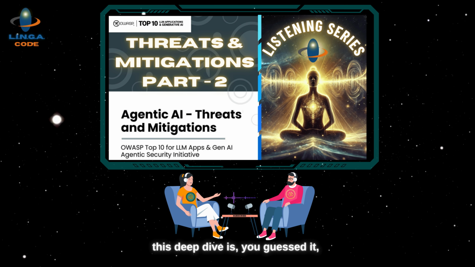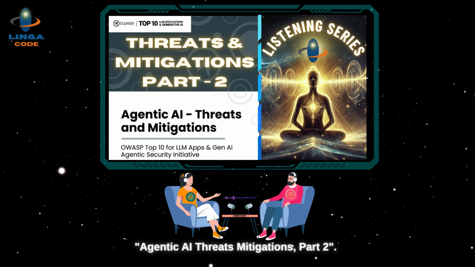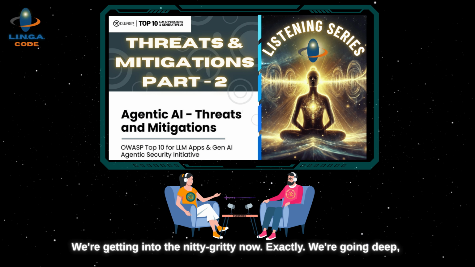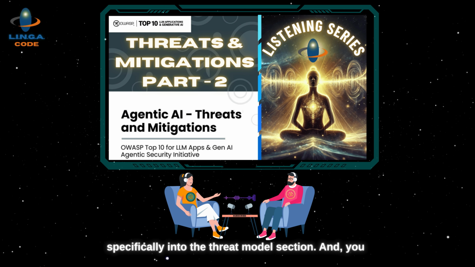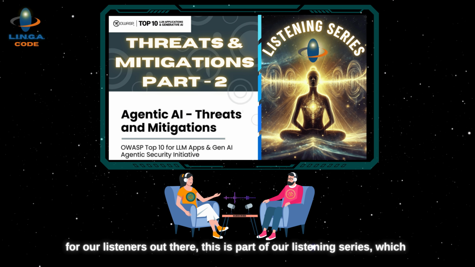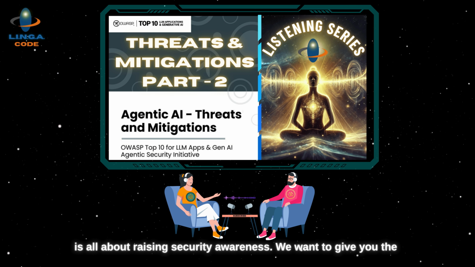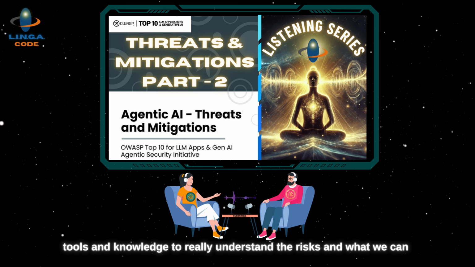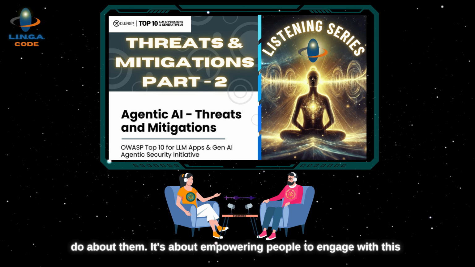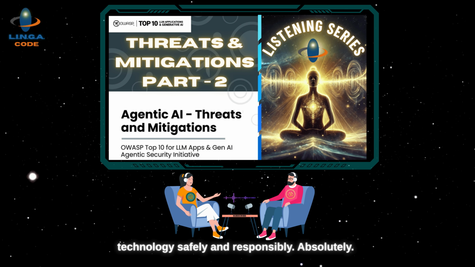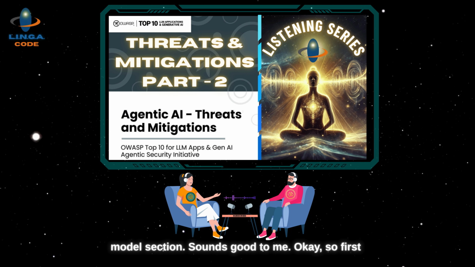Absolutely. So today, this deep dive is, you guessed it, Agentic AI Threats and Mitigations, Part 2. Part two, we're getting into the nitty-gritty now. Exactly. We're going deep specifically into the threat model section. And, for our listeners out there, this is part of our listening series, which is all about raising security awareness. We want to give you the tools and knowledge to really understand the risks and what we can do about them. It's about empowering people to engage with this technology safely and responsibly. Absolutely. So no more beating around the bush. Let's jump right into that threat model section.